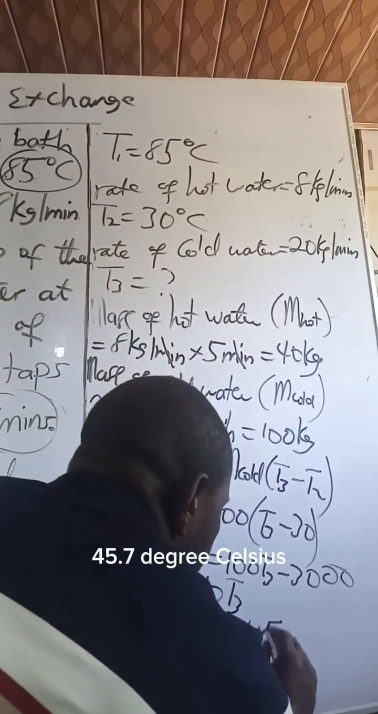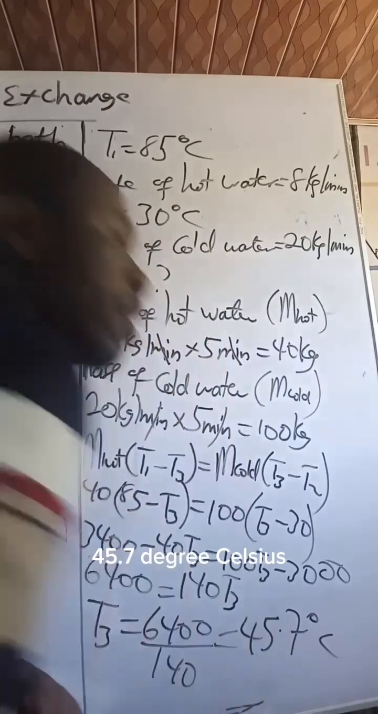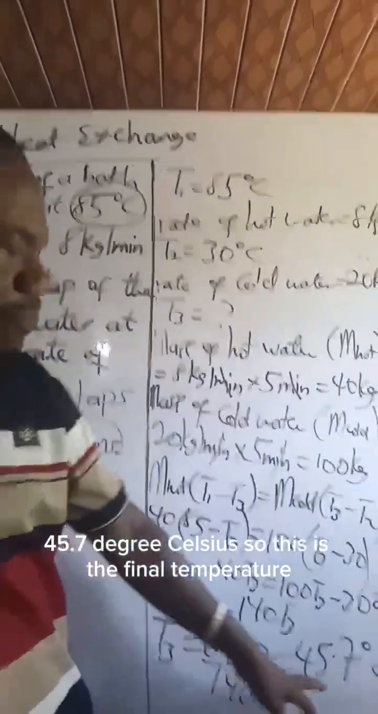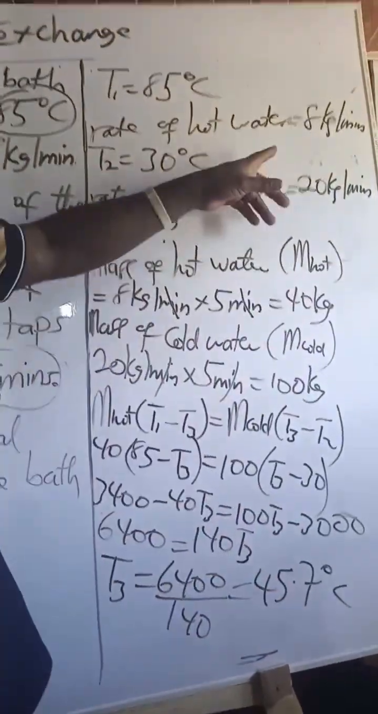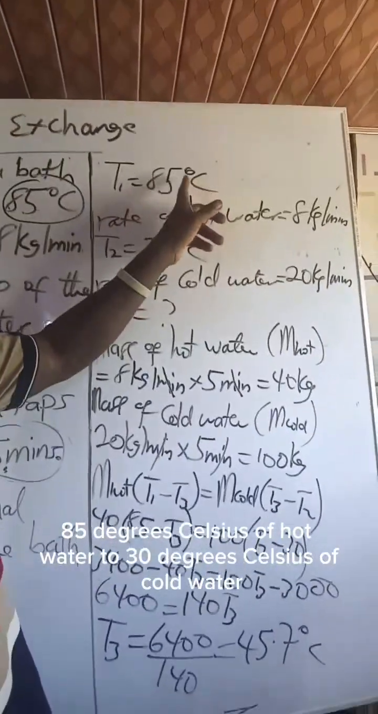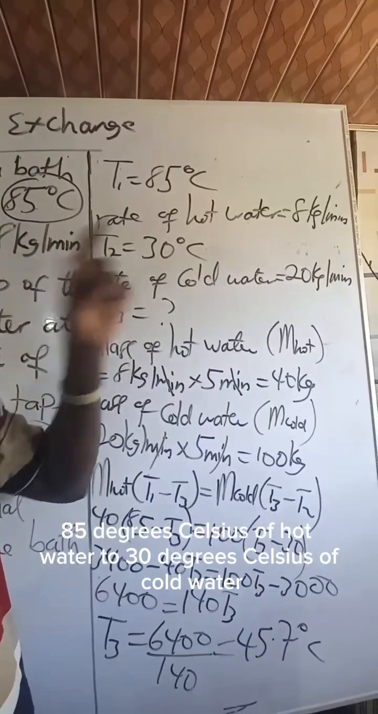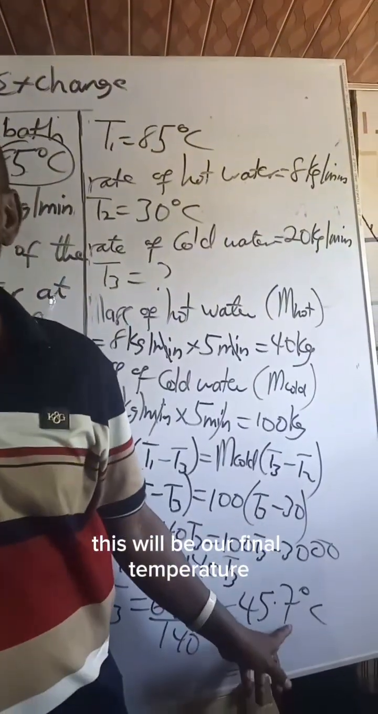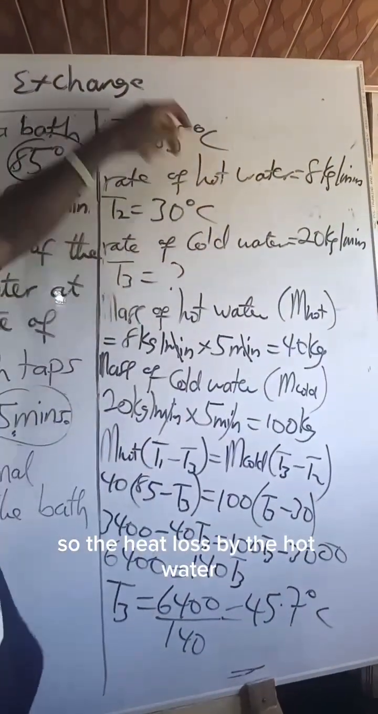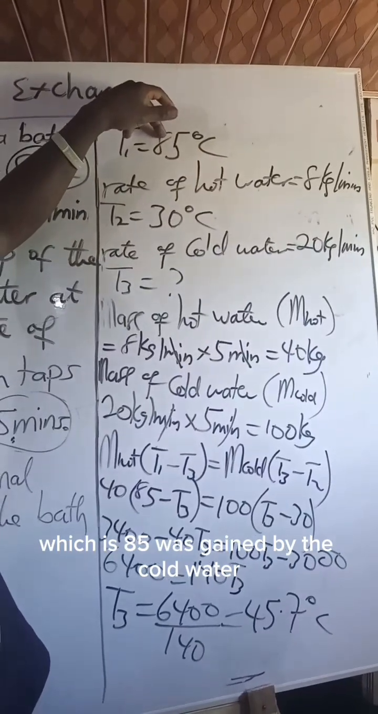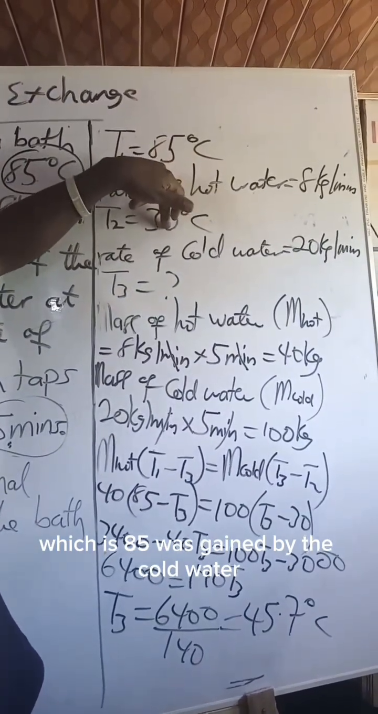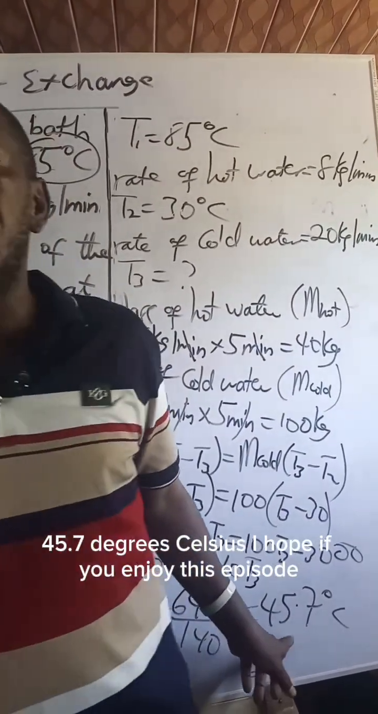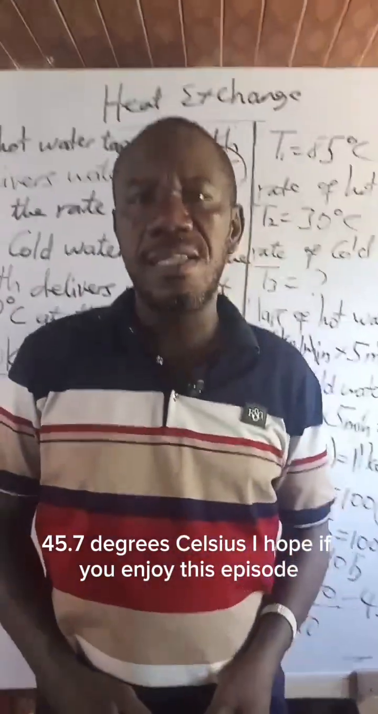45.7 degrees Celsius. So this is the final temperature when you mix 85 degrees Celsius of hot water with 30 degrees Celsius of cold water. When you mix them together, this will be our final temperature. So the heat lost by the hot water, which is 85, was gained by the cold water. So the final becomes 45.7 degrees Celsius. I hope you've enjoyed this episode.